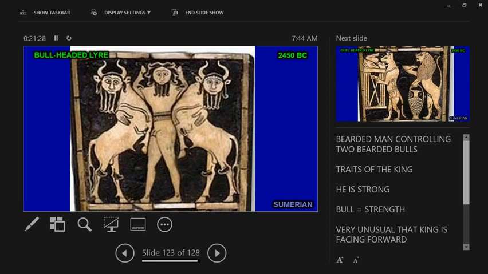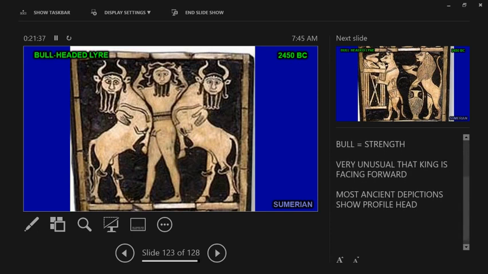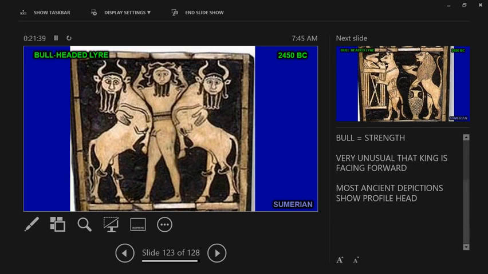But this is an image of a bearded man controlling 2 bearded bulls. So these are the traits of the king. This says the king is strong. Like I said, bull is a symbol of strength. And like I said, it's unusual to have a forward-facing portrait or a face. Most ancient depictions of heads are a profile depiction.